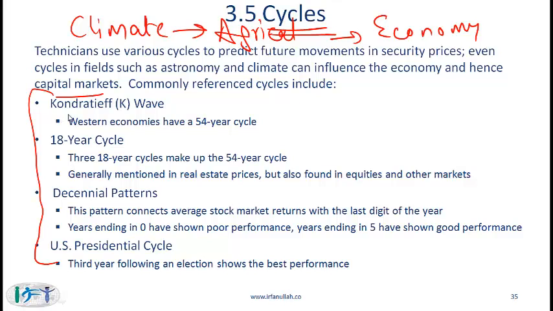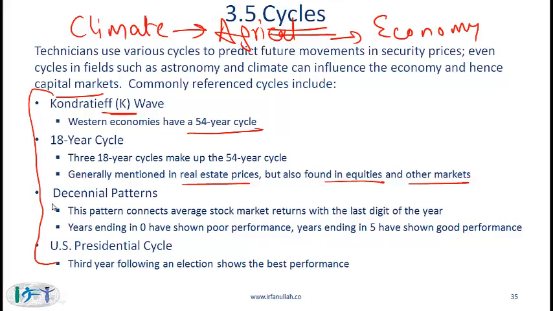You have something called the Kondratief or K wave. This essentially says that Western economies have a 54-year cycle. Then there is an 18-year cycle, where we have 3 18-year cycles which make up the 54-year cycle. Generally, this is used in real estate prices, but also found in equities and other markets.